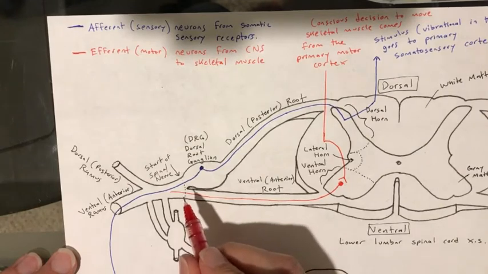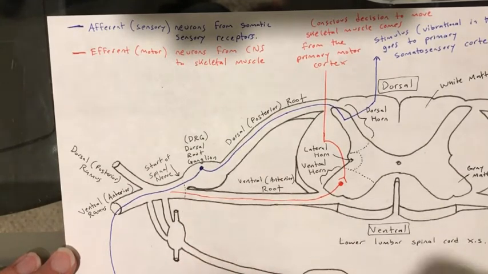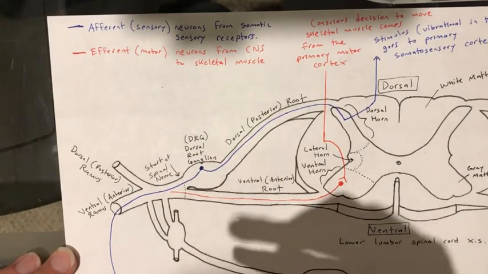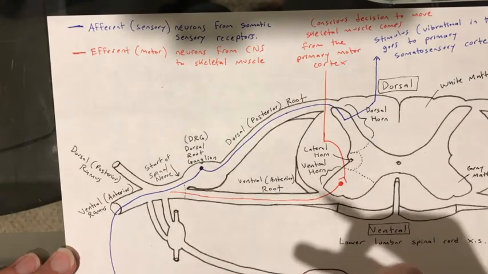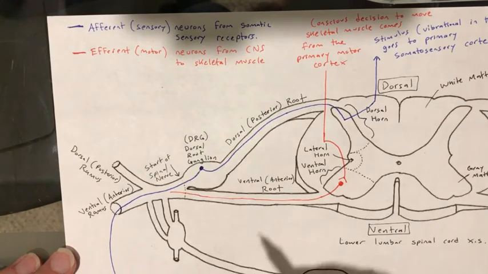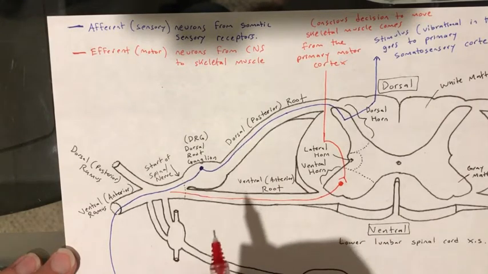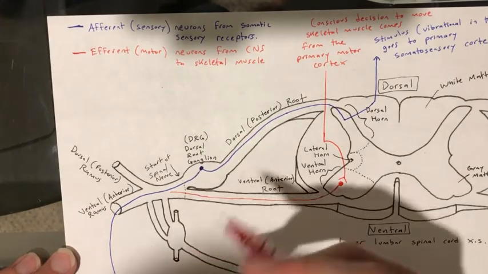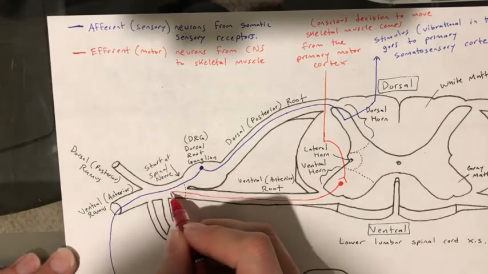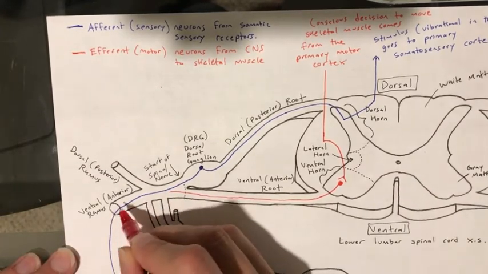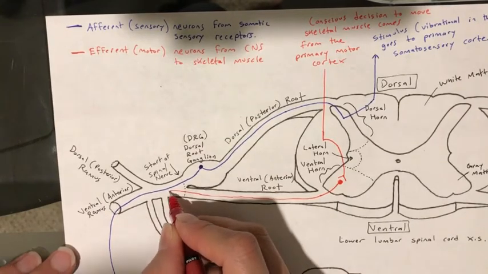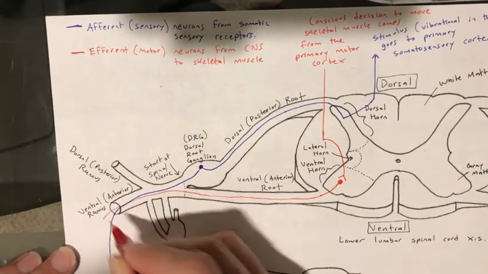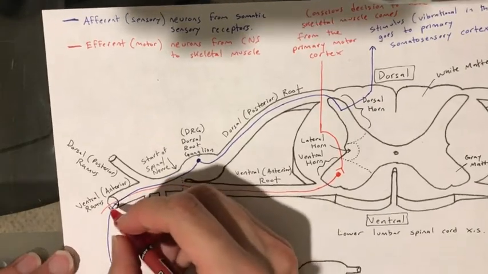So here we have to keep in mind the goal. The goal is to contract a muscle in the anterior portion of the body, which is the quadriceps femoris. Because that muscle is found in the anterior or ventral part of the body, that means the motor neuron has to go through the ventral ramus. So that's why we're going to go through here.